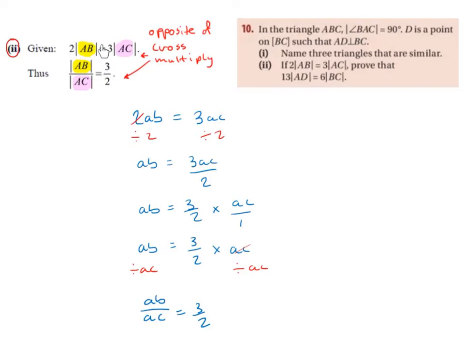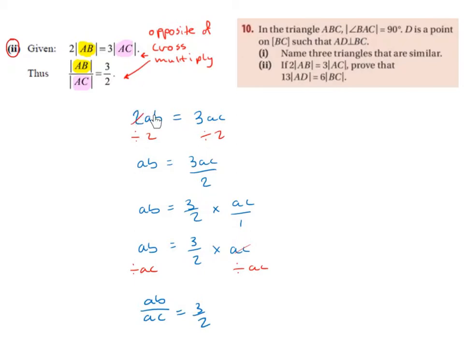If we'd started off with this and we wanted to cross multiply, we would have said AB multiplied by 2 gives us 2AB, and AC multiplied by 3 gives us 3AC. So we've just done cross multiply in reverse. So we have AB over AC is equal to 3 over 2. So let's have a look at how we got to this step.